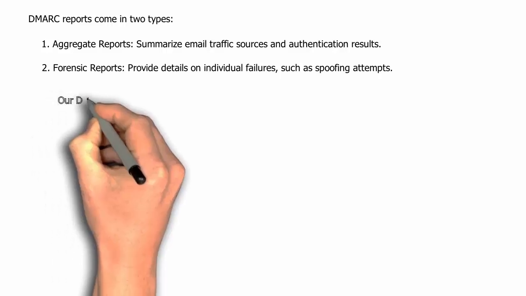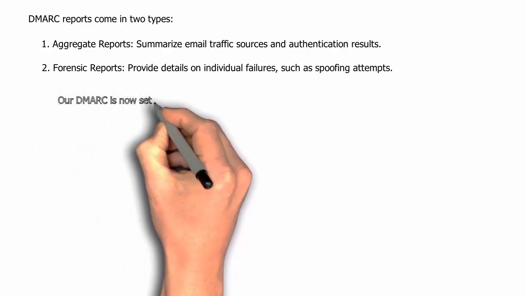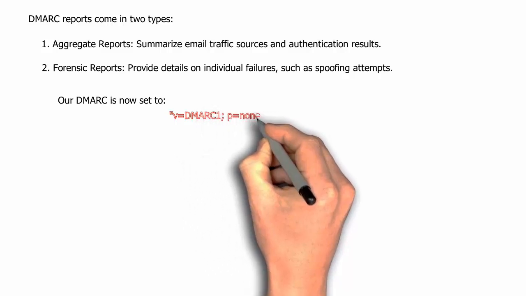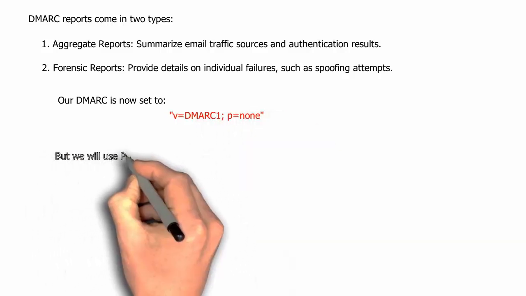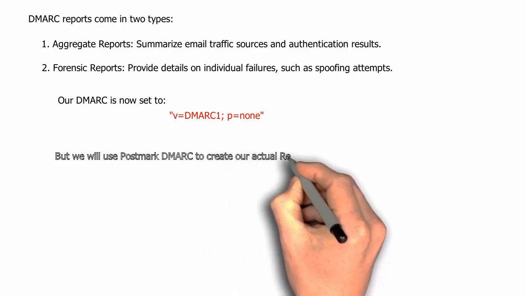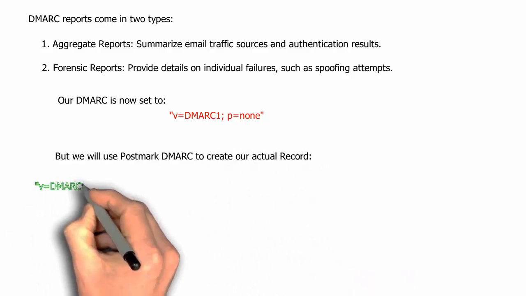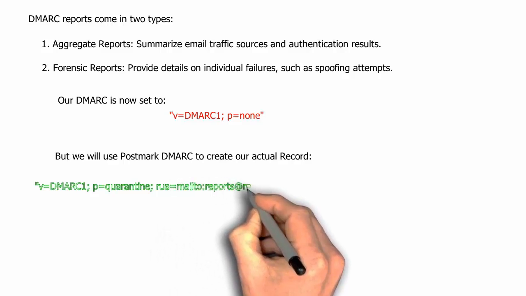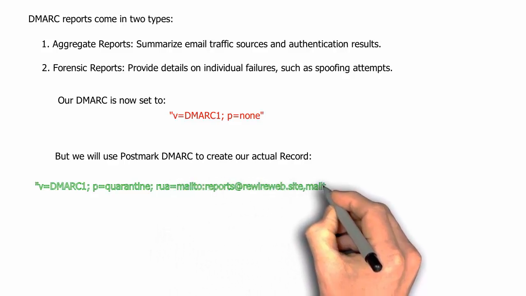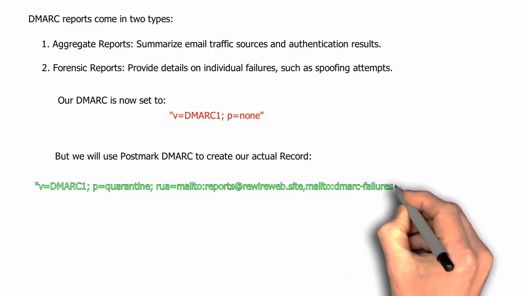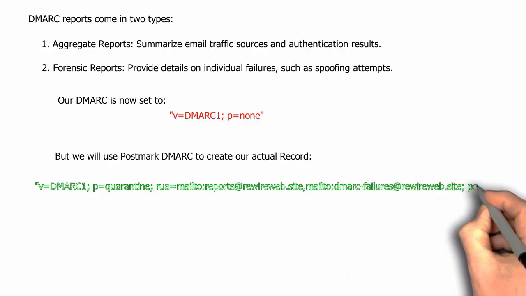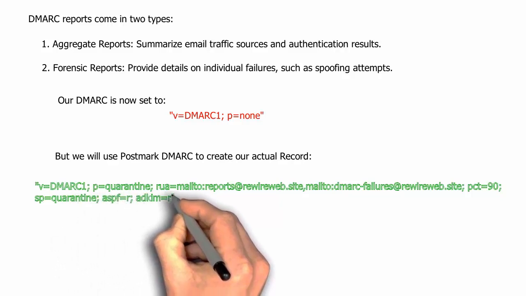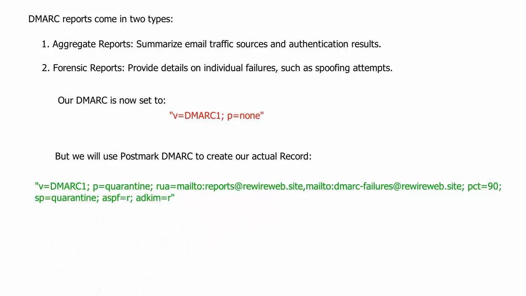Our current DMARC for rewireweb.site is now set to v=DMARC1; p=none. But we will use a tool called Postmark to create our actual record, which will be v=DMARC1; p=quarantine; rua=mailto:reports@rewireweb.site; ruf=mailto:dmarc-failures@rewireweb.site; pct=90; sp=quarantine; aspf=r; adkim=r.